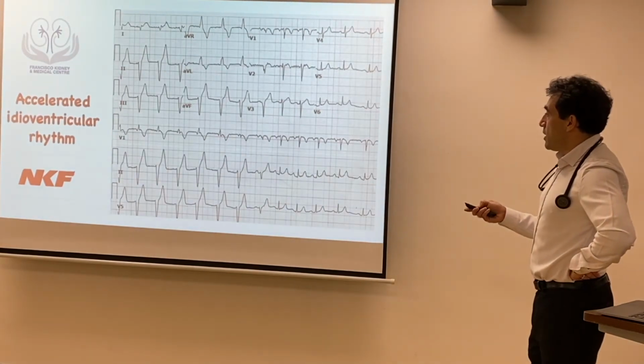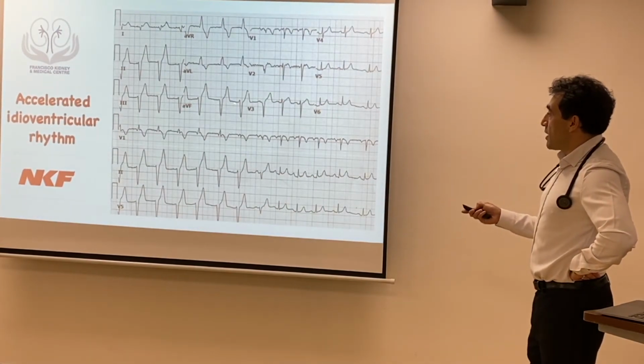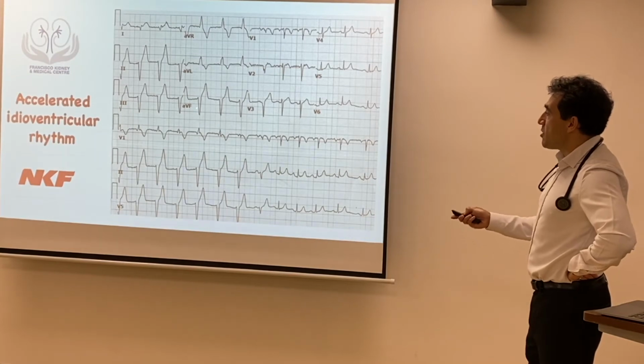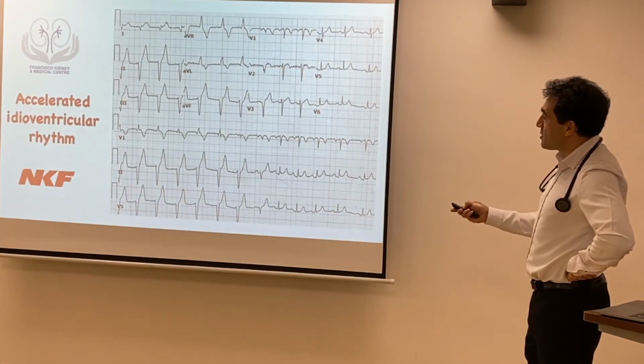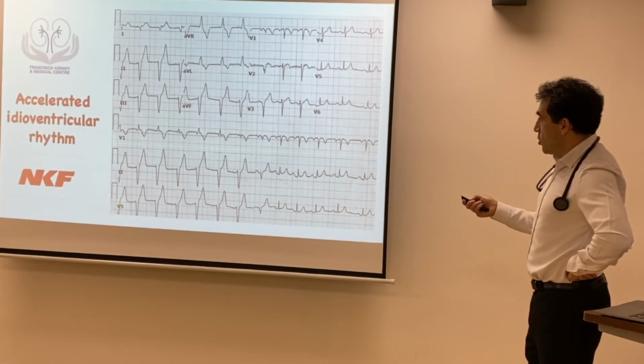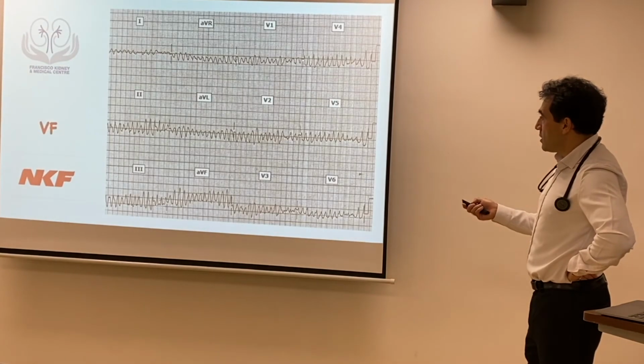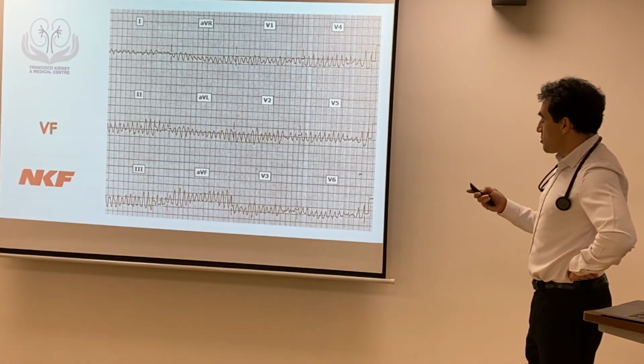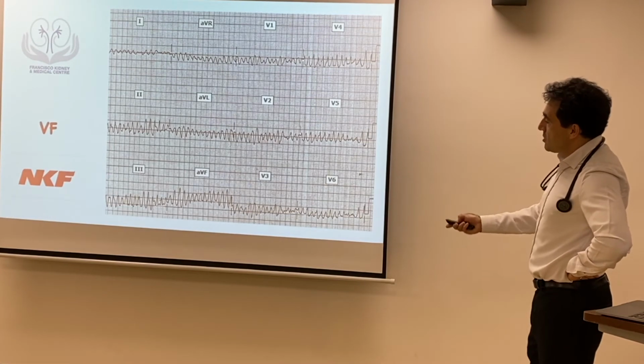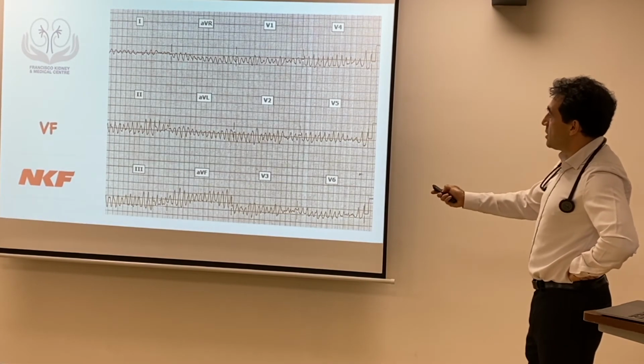This is also a tachycardia, accelerated ventricular rhythm. So you see, it's not a normal QRS, it comes from the ventricles, but it's not a wide one. This is ventricular fibrillation, so I don't need to show you the normal one. It simply looks dodgy and different.